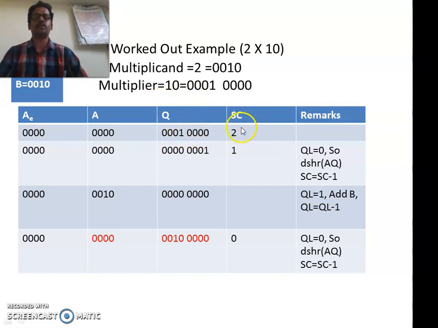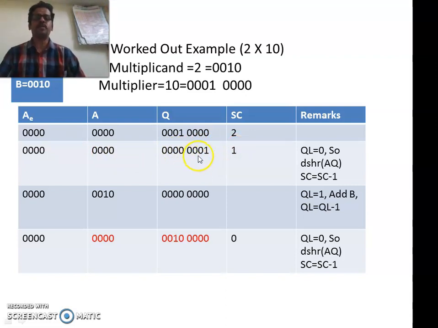SC is going to hold the value based on the content of Q register. Here Q is holding two digits, 0001 0000, so it is set to 2. Now the algorithm starts. Look into the QL digit, it is 0, so we are going to perform decimal shift right on AQ register. While performing a decimal shift right, this rightmost digit would be last. This digit is going to come into this position, and this digit is coming to this position, and this digit is coming to this position. We are adding 0 into the leftmost digit position, and then we are decrementing the sequence counter by 1.